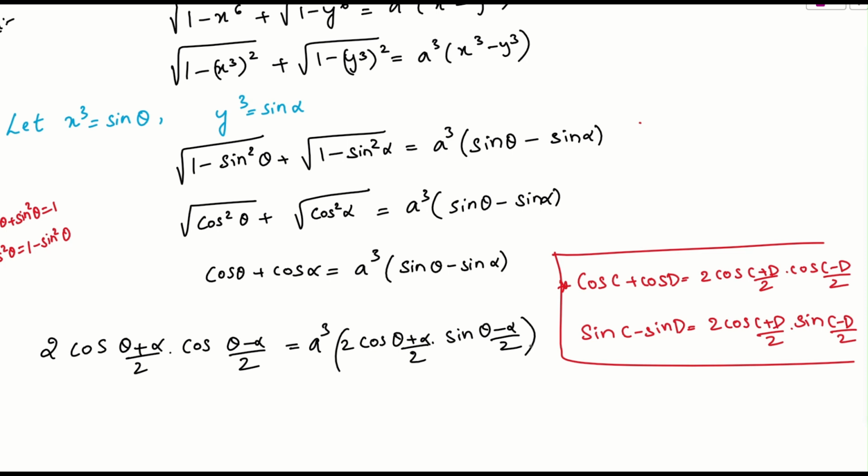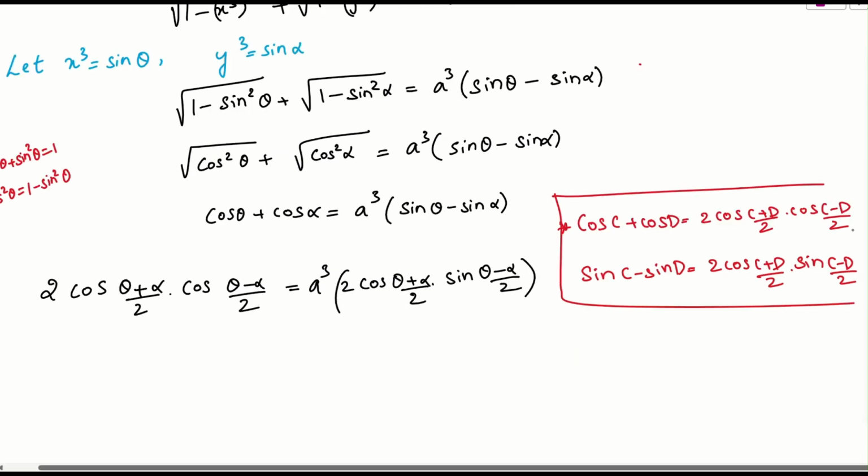Any doubts up to here? I don't think so. So if you check this clearly, what can we say? On the left hand side and right hand side, can I cancel 2 as well as cos of (theta plus alpha) by 2? So I will be left with cos of (theta minus alpha) by 2 equals a cube times sin of (theta minus alpha) by 2.